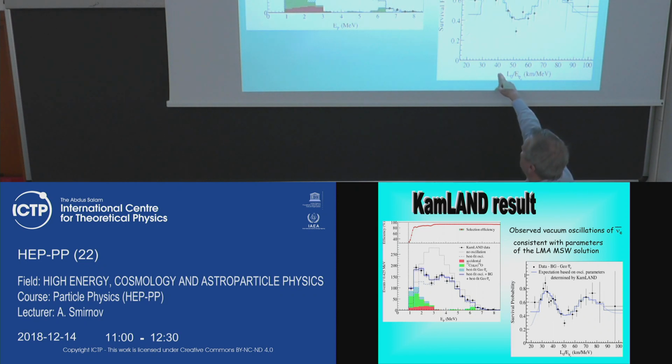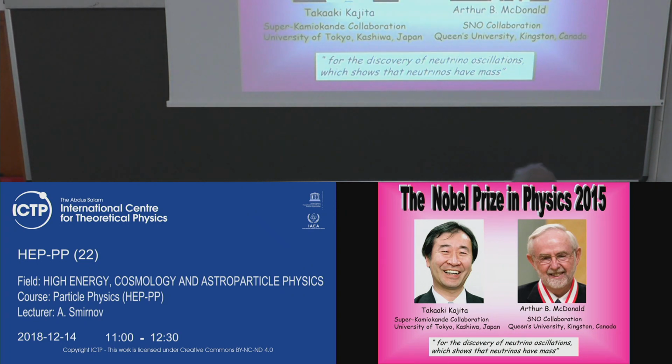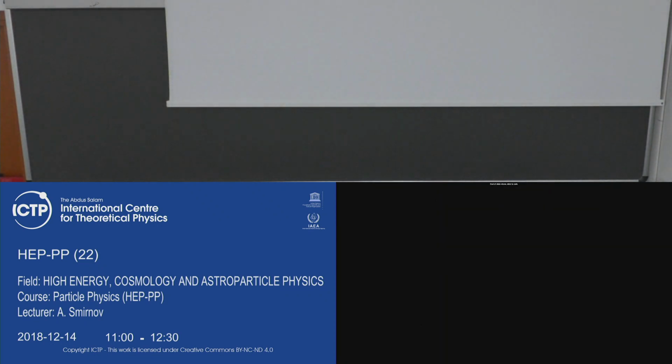This is essentially the same survival probability as a function of L over E. And you see clearly here an oscillatory curve, which is the discovery of oscillations. And here you see Kajita-san and Art McDonald from the SNO experiment, and Kajita from Super-K, and they got a Nobel Prize in 2015 for the discovery of neutrino masses, mixing and oscillations. I think that's it. Questions?